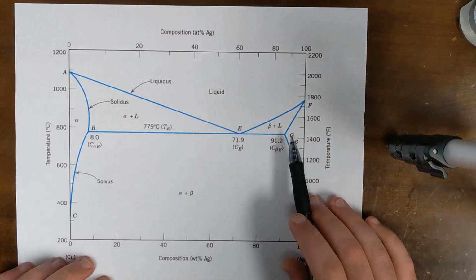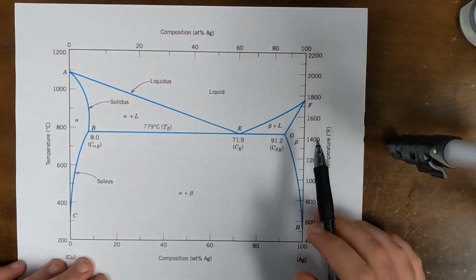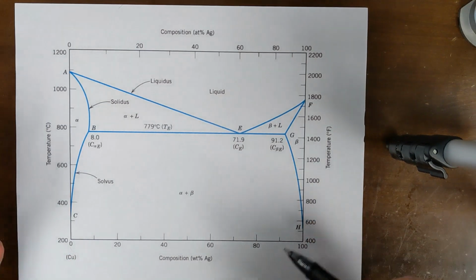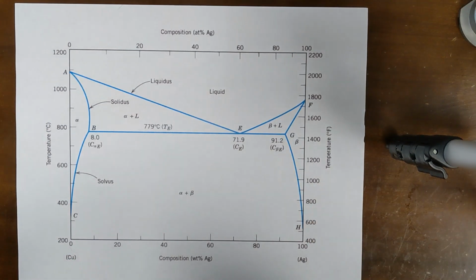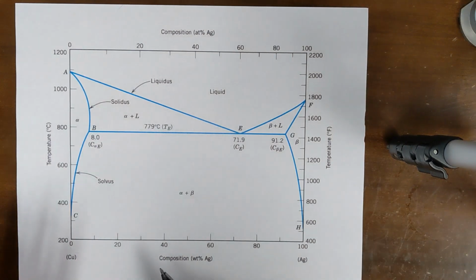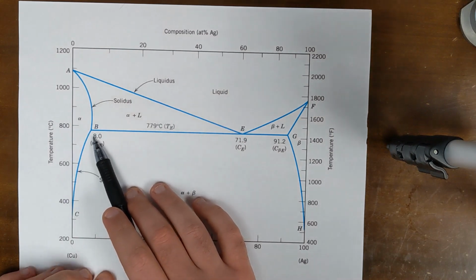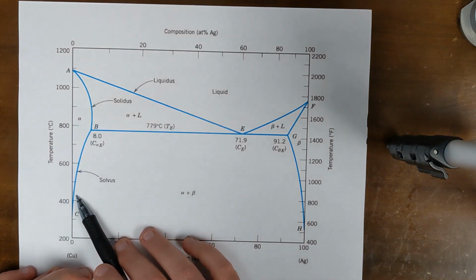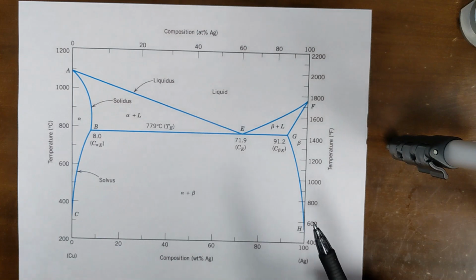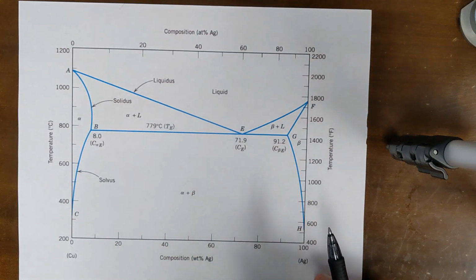And the same thing applies on the opposite side as well. So it's important to note the condition, because that can help you know how much of each phase you can have and how much you can dissolve inside, because we see the amount of silver we can dissolve in copper decreases as our temperature decreases.